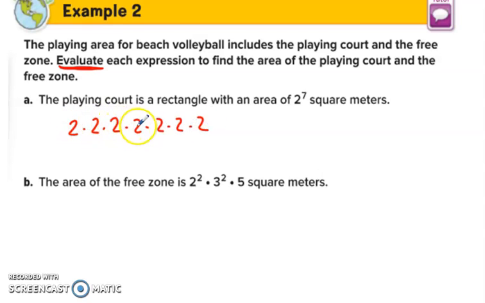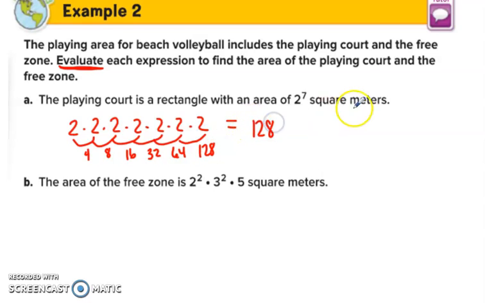1, 2, 3, 4, 5, 6, 7. Okay, so they want us to figure out how many square meters that is. So 2 times 2 is 4, times 2 more is 8, times 2 more is 16, I'm just doubling it, times 2 more is 32, times 2 more is 64, and then times 2 more is going to be 128. So this is 128 square meters.